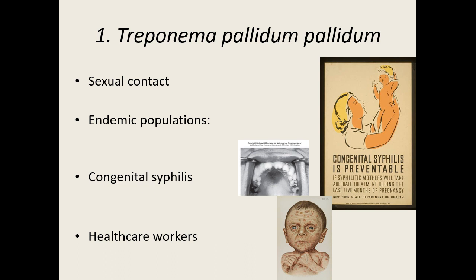How it's picked up: the number one way that syphilis is picked up is through sexual intercourse. The endemic populations that usually have the highest number of cases are, I think, sexually active adolescents, prostitutes, and then it can also be picked up with shared needles. So even drug users are at higher risk.